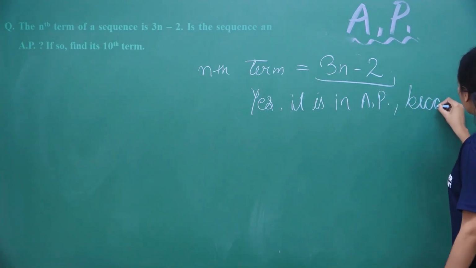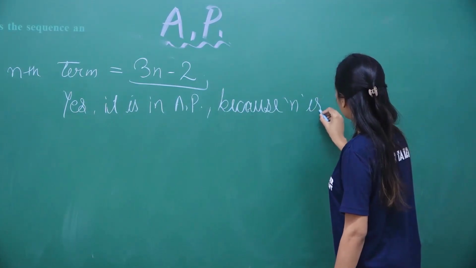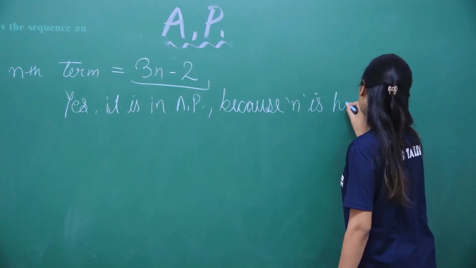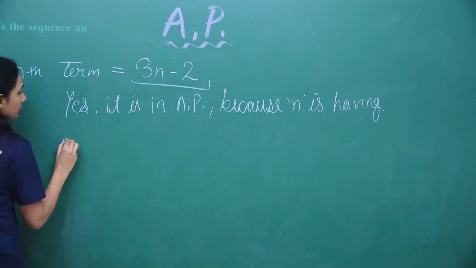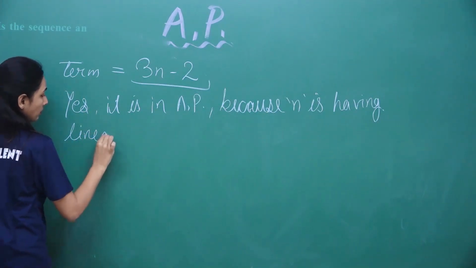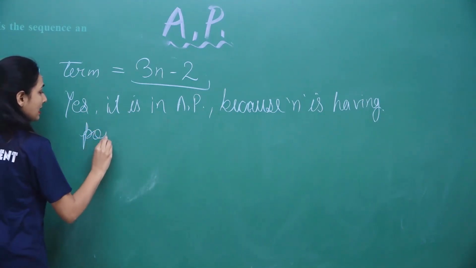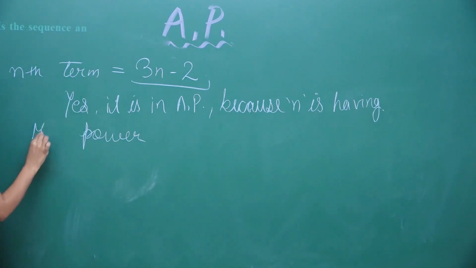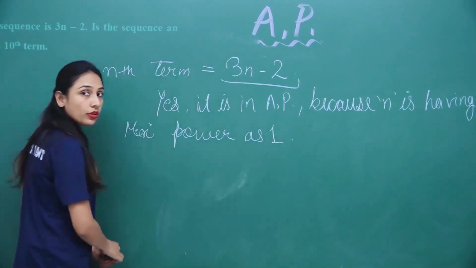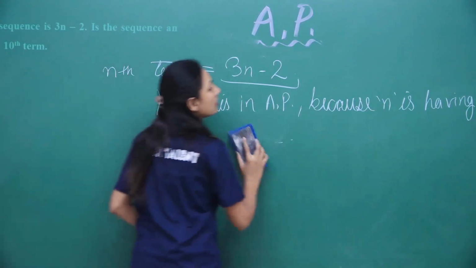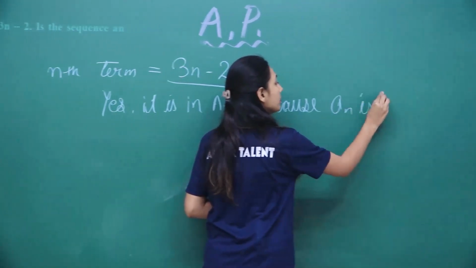because n is linear, or having maximum power as 1. Or you can simply say that this is an AP because the an is linear.